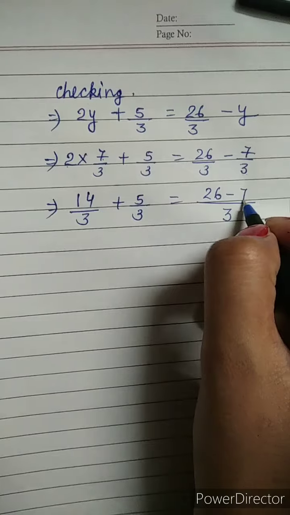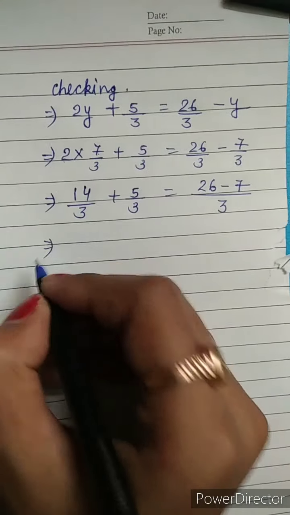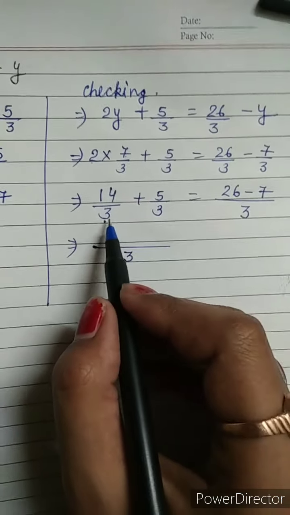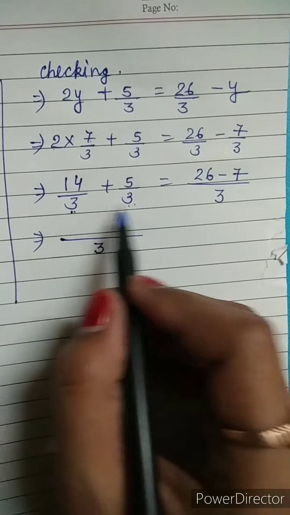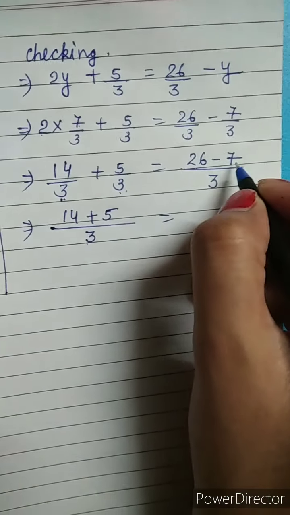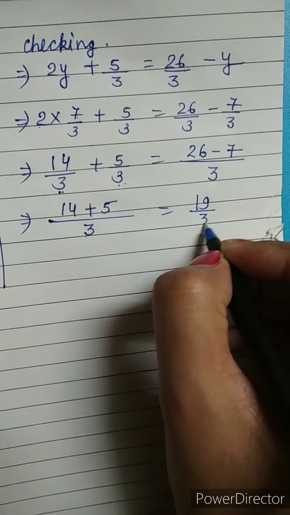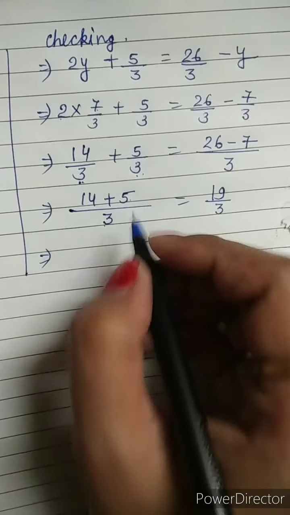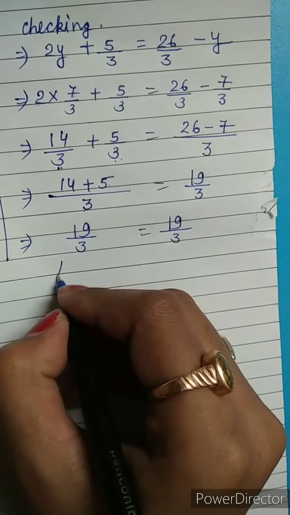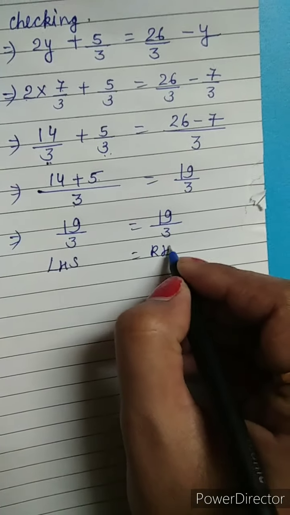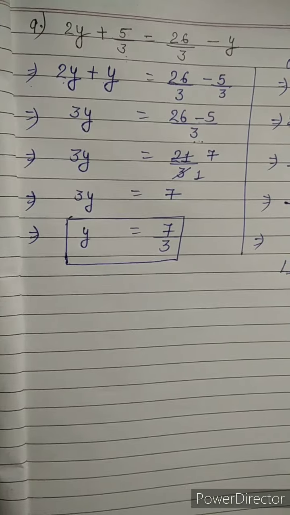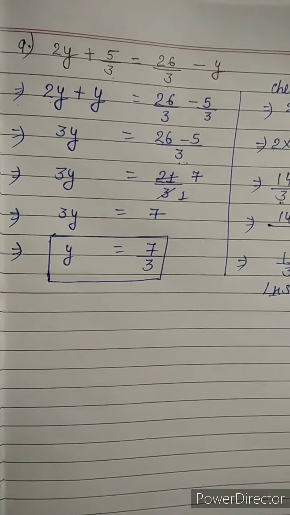Then 26 minus 7. Here the 3 will come one time because both fractions have the same denominator, so 3 as it is. 14 plus 5, and 26 minus 7 will give us 19 by 3, and 14 plus 5 is 19 by 3. So 19 by 3 on both sides, that's why we can say LHS is equal to RHS. It means we took the right value of y, that is 7 by 3.